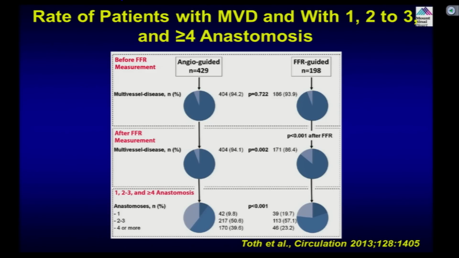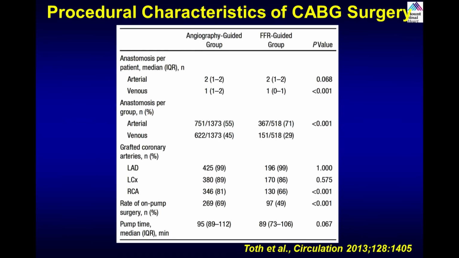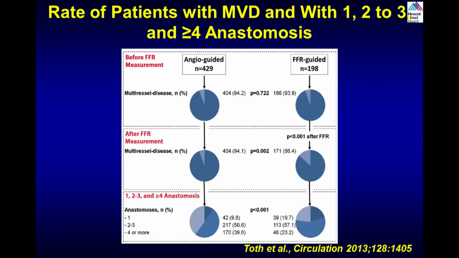And you can see here that in FFR guided of the 198, the patients 186, 171 finally got the CABG. So others were excluded because FFR was more than 0.8 in those cases and did not have a bypass surgery. So very, very important. And then of course a patient with the angio guided, whatever the lesion more than 50% was associated, they went ahead and put the bypass on those patients.